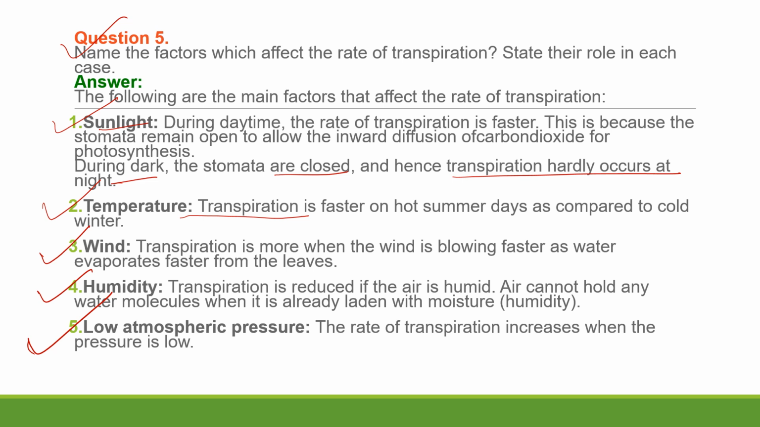Next, temperature: transpiration will be faster in summer than in winter. Wind: transpiration is faster on a windy day than on a less windy day. Humidity is inversely proportional. If the humidity is more, transpiration will be less, and if humidity is less, transpiration will be more. And low atmospheric pressure: the rate of transpiration increases when the pressure is low. So this is the role of the factors in each case.